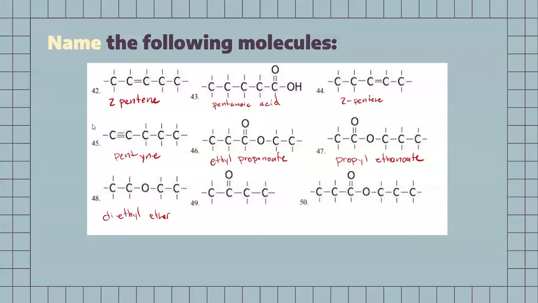For 49, we have our ketone here, since we have a carbon and a carbon chain on both sides. So this would just be butanone, since we have 4 carbons. And last but not least, we have an ester group there. We have a propane group here, another propane there. So this would just be propyl propanoate.